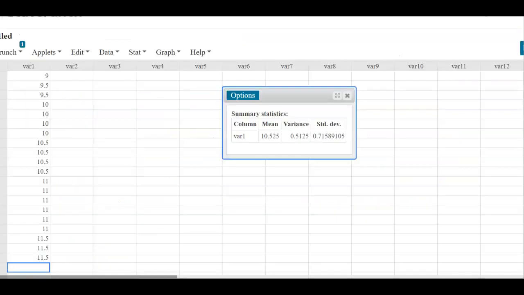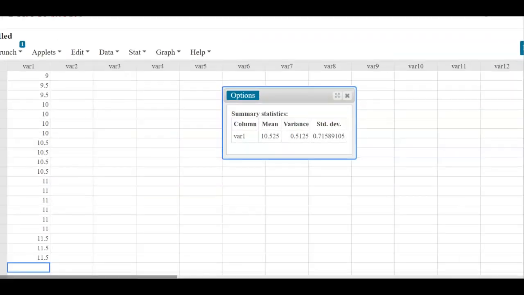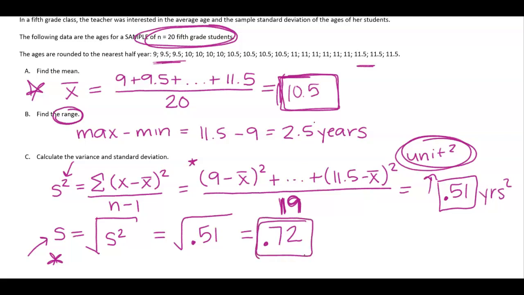So our variance was 0.5. Let's go to 2 decimal places, 0.51. And if I take the square root of 0.51, I should get 0.71 something, and rounded, that's 0.72. So this would be our variance. Again, that's in years squared, which makes no sense. So our students in this class vary from the mean by about 0.72 years is what that means.